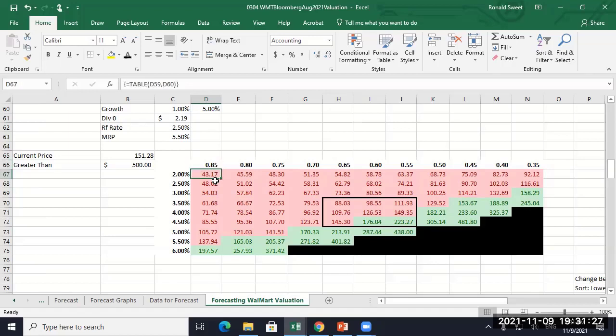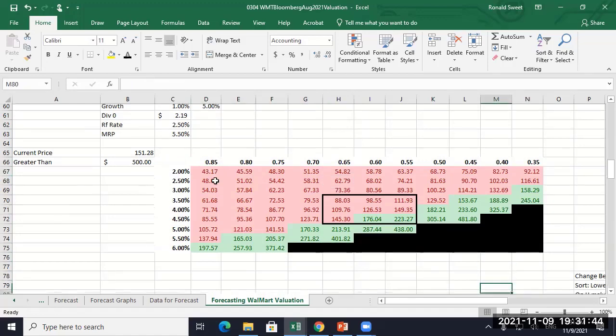I like having the lowest value in the top left and the highest value at the end. I think last class I started with the lowest beta and went to the highest. You want to start with the highest beta and go to the lowest. All right, I don't know why I did that. So you have your lowest value down here and your highest value in the far right corner.